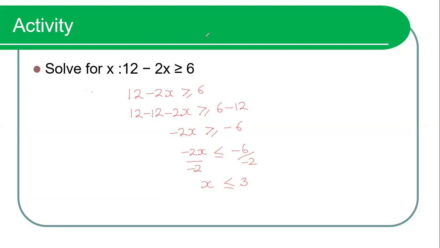Okay. Let me hope we have understood. Yes, this is the point I want us to be very careful: whenever you are dividing or multiplying by a negative, you must change the sign of the inequality.